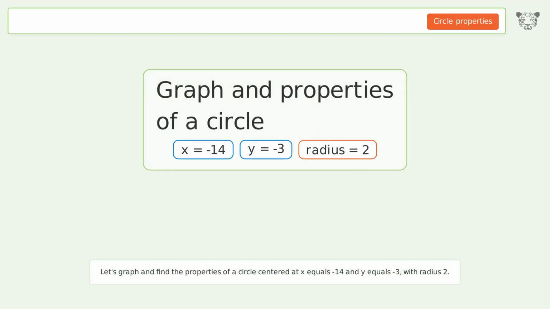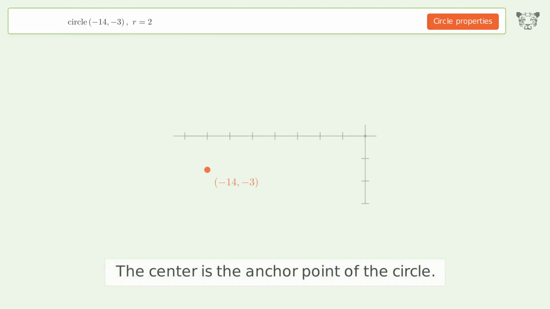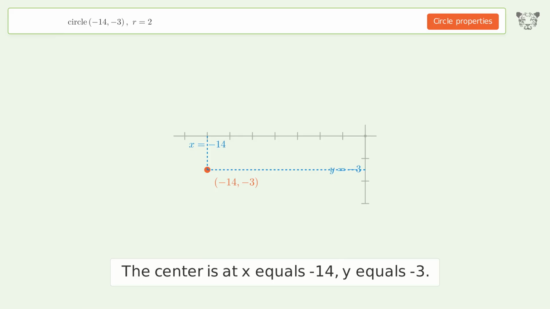Let's graph and find the properties of a circle centered at x equals -14 and y equals -3, with radius 2. The center is the anchor point of the circle. The center is at x equals -14, y equals -3.